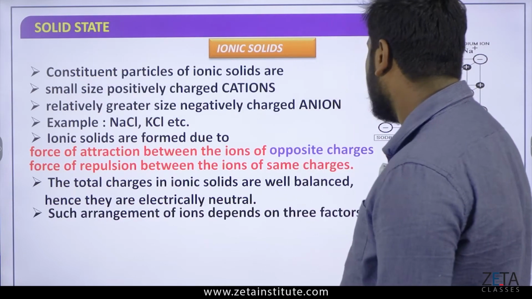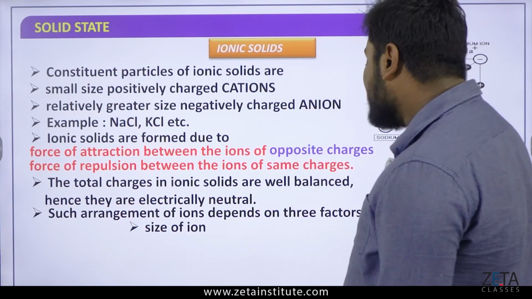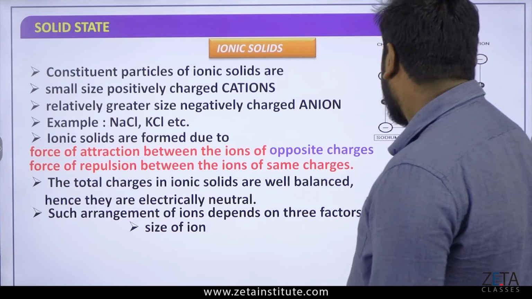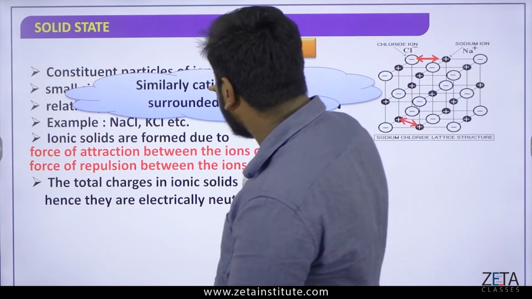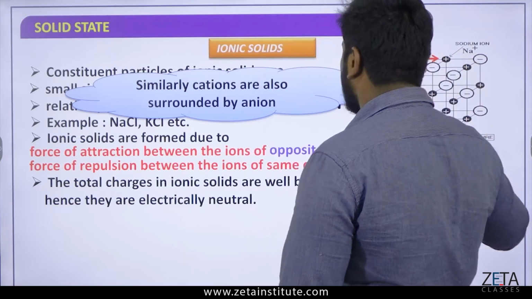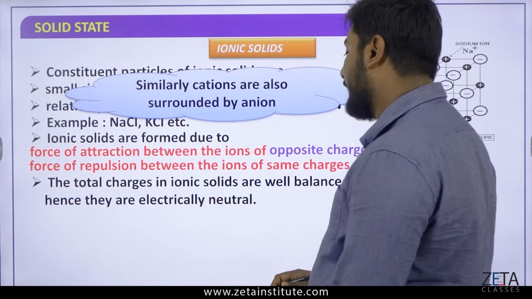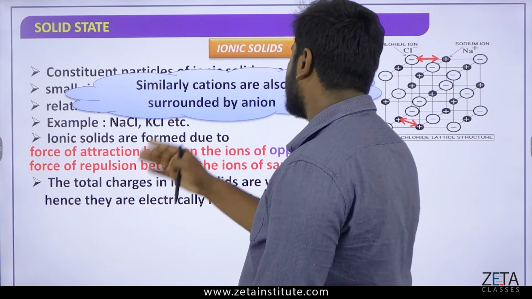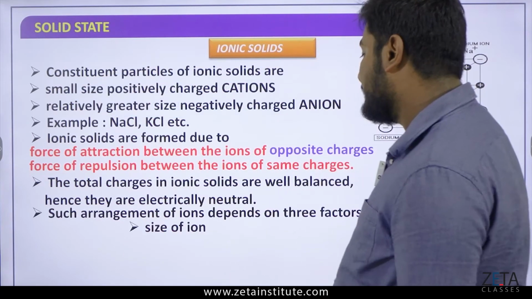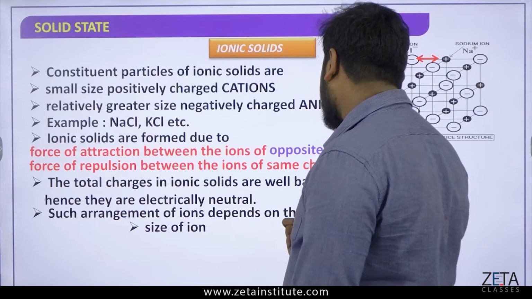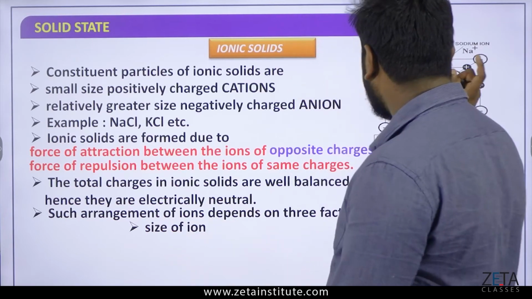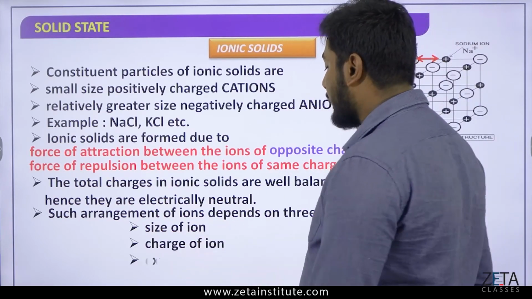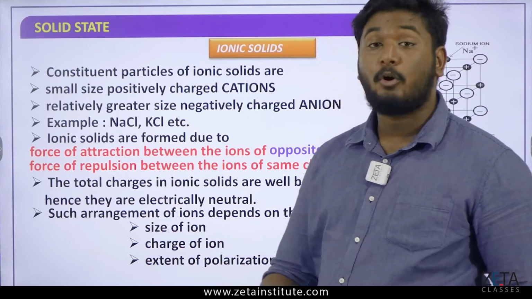You can see here, and similarly, these cations are also surrounded by anions. So we can say they are electrically neutral. Clear? Such arrangement of ions depends on three factors. The first one, size of ion. Second one, charge of ion. Third one, extent of polarization of anion.